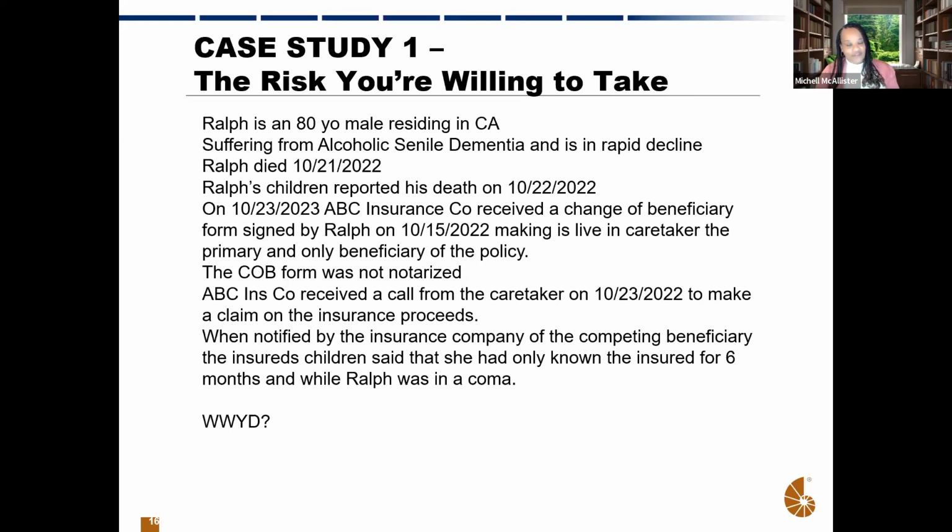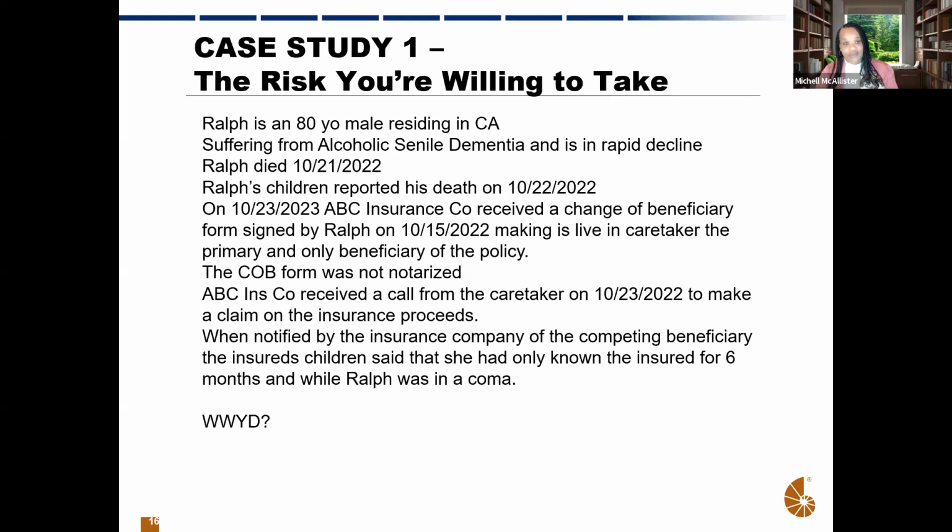If it was a much higher face amount, let's say $1 million, most companies don't really want to pay a face amount of $1 million twice. That may not be the risk they're willing to take. So then an interpleader will probably be the prudent way to go, and let the court sort this out.